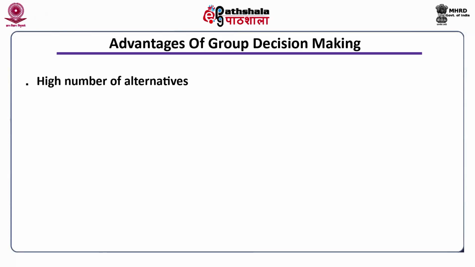First, we have a high number of alternatives. Definitely, group decision making has the advantage that it generates a high number of alternatives, as different members have different opinions and suggestions, which make a pool of ideas that is helpful to arrive at some meaningful conclusion. It should be remembered that two heads are always better than one.